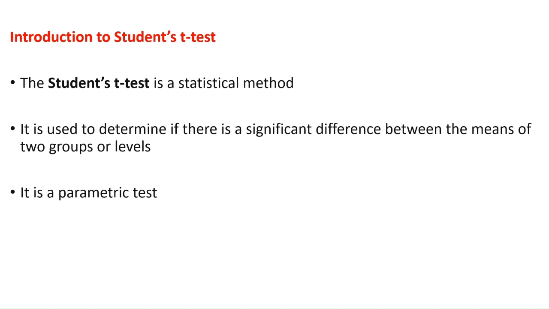The student's t-test is a statistical method. It is used to determine if there is a significant difference between the means of two groups or levels. It is a parametric test in that it follows an assumption or a distribution that we're going to discuss in the next slide.